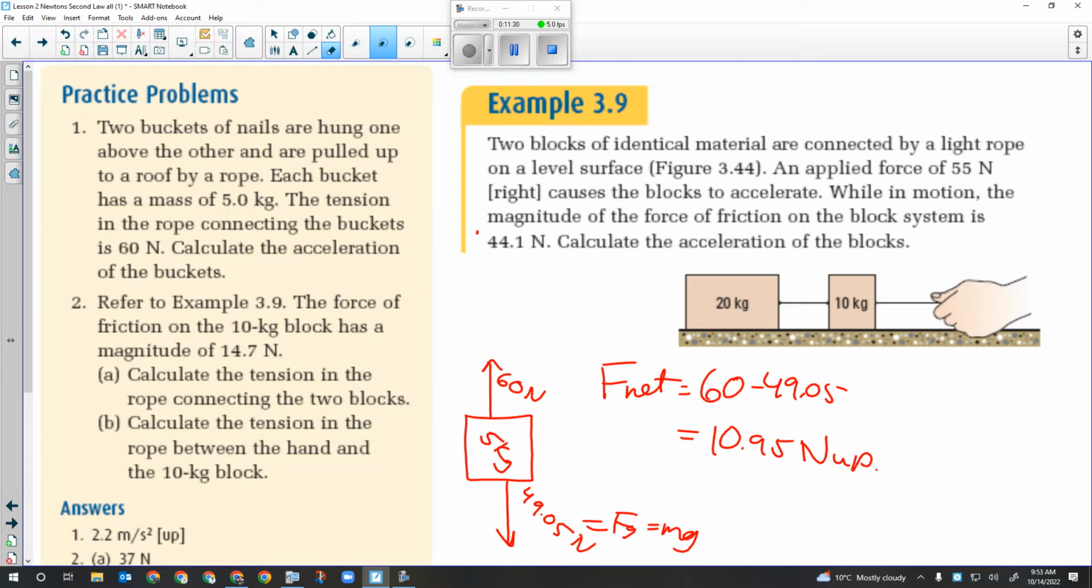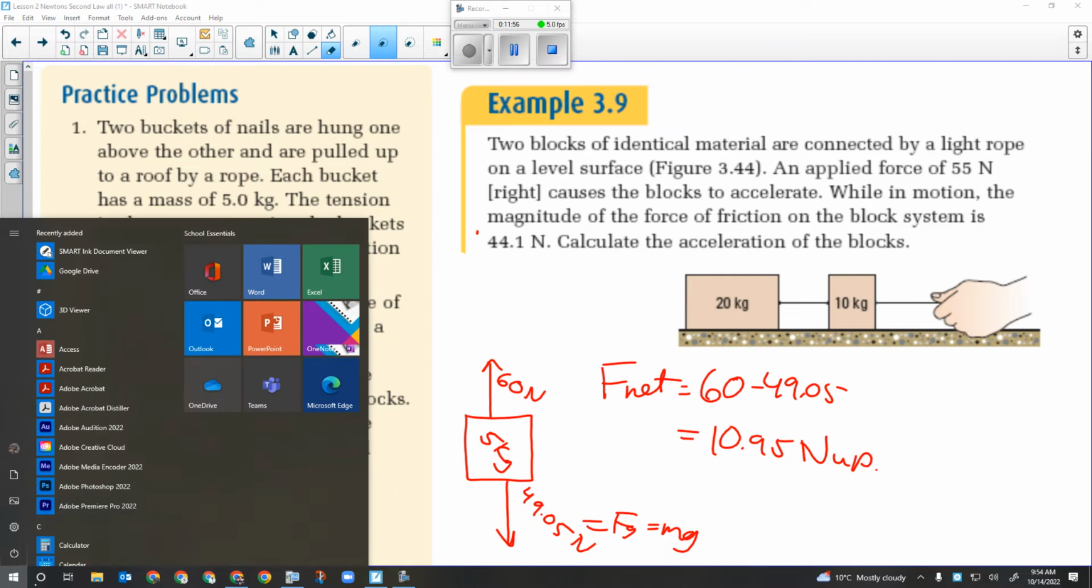Can I calculate the acceleration of the bottom bucket? What else can I apply that acceleration to? The top bucket, both buckets, the whole system too, right? It applies to all parts of the system and the system as a whole. So I'm using one part of the system to figure out something else about the other parts of the system or the whole system. And often system questions work that way.